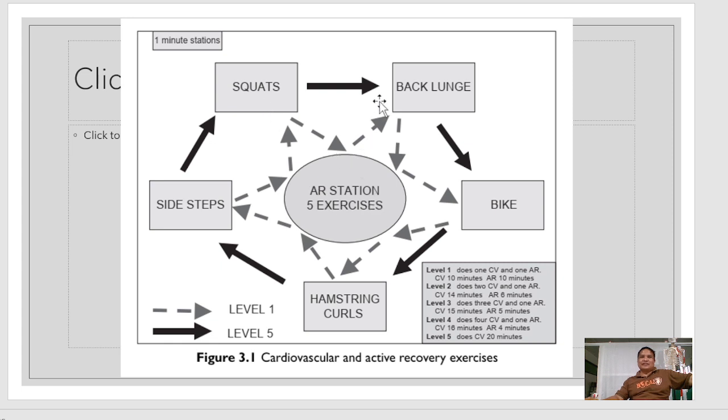So squat, rest, back lunge, rest, bike, rest, hamstring curl, rest, side step, rest. So nadra ang duration niya, tanawan ninyo. Cardiovascular is 10 minutes, ay active rest nga 10 minutes. But pasabot, 1 minute exercise, 1 minute rest, 1 minute exercise, 1 minute rest. Kaya 10-10 man siya. So that is example of circuit. 1 minute station naman na tawag. So 1 minute ra pud ang exercise. 1 minute ra pud ang rest.